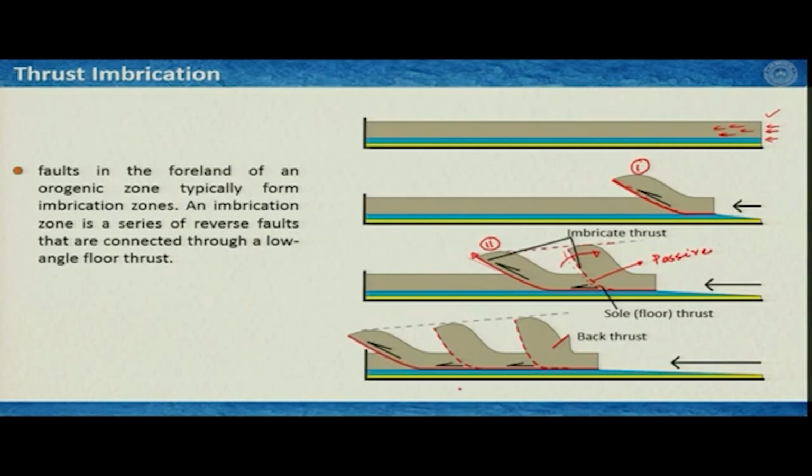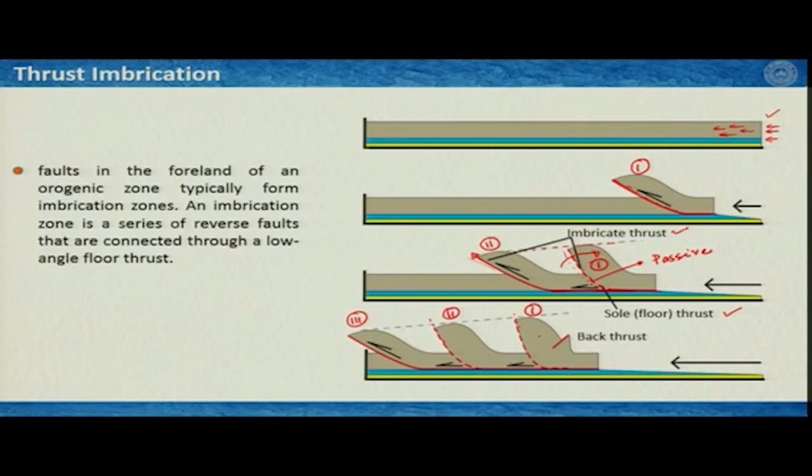If the deformation continues further, it generates another thrust, which is thrust number 3. So this was the 2, this was the 1. Then it takes most of the deformation. This was already inactive and this becomes also inactive. Now everything is happening and they are merging on a horizontal or subhorizontal surface which is also slipping, and this is known as sole or floor thrust. And these subsidiary thrusts which are emerging from the sole or floor thrusts are known as imbricate thrusts.